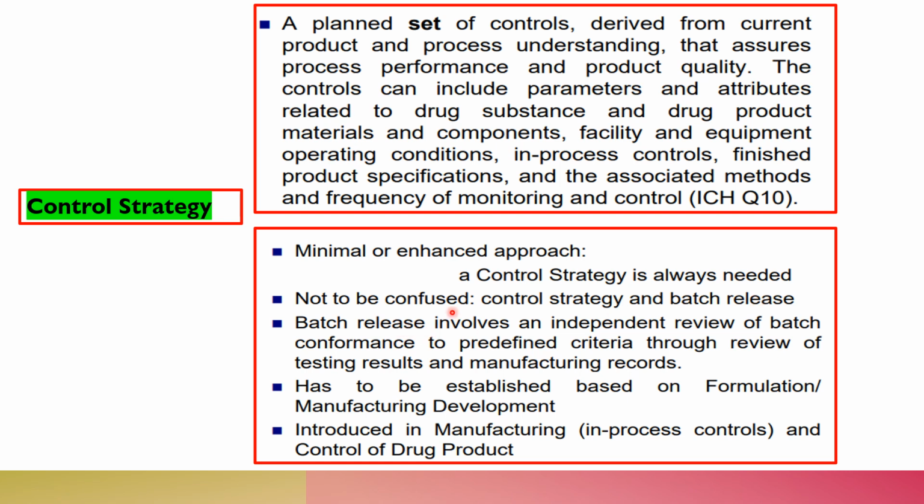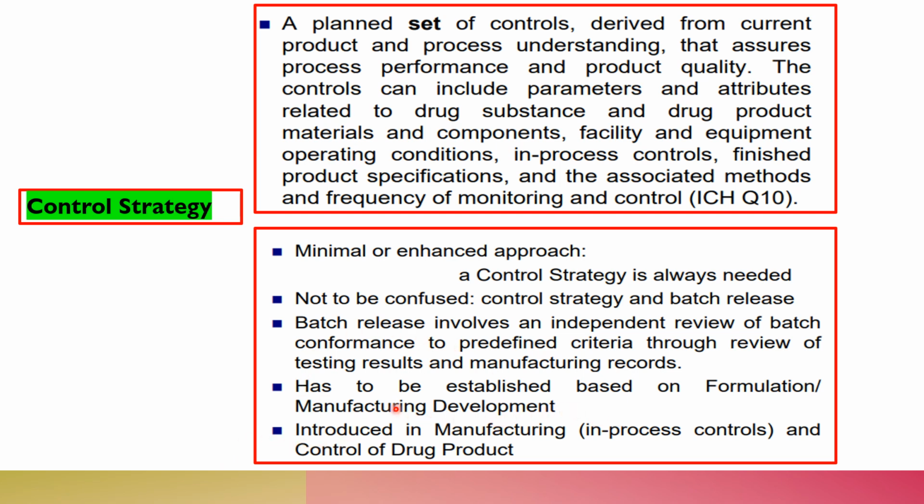And there is a difference between the control strategy and batch release. Batch release is batch specific, but control strategy is for the whole product. Each product has a different control strategy based on the development experience. Batch release involves an independent review of the batch conformance to predefined criteria through review of testing results and manufacturing records. So batch release is just the FP release, but control strategy is defined for the product. It shows the understanding of the product. It has to be established based on the formulation, manufacturing, development.